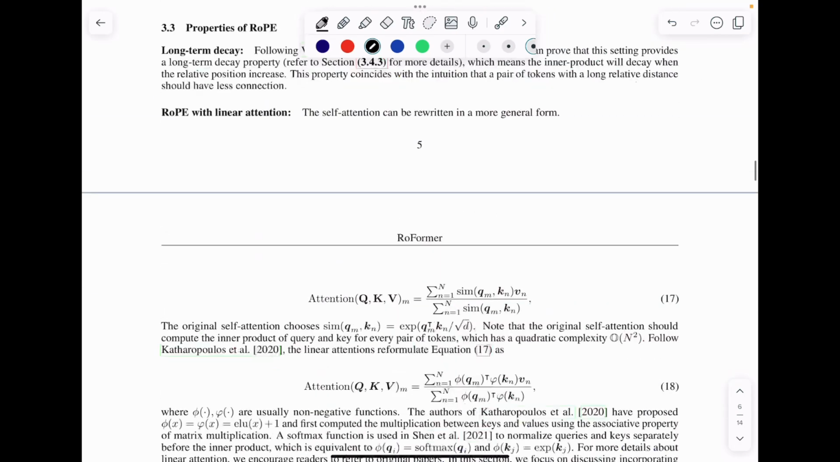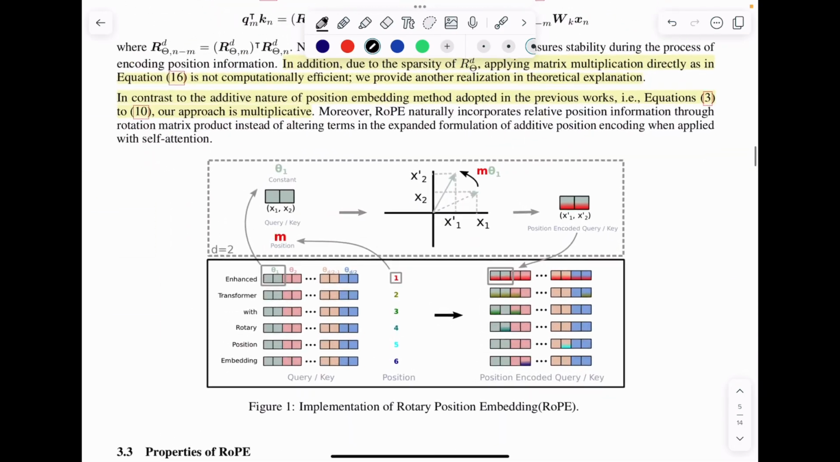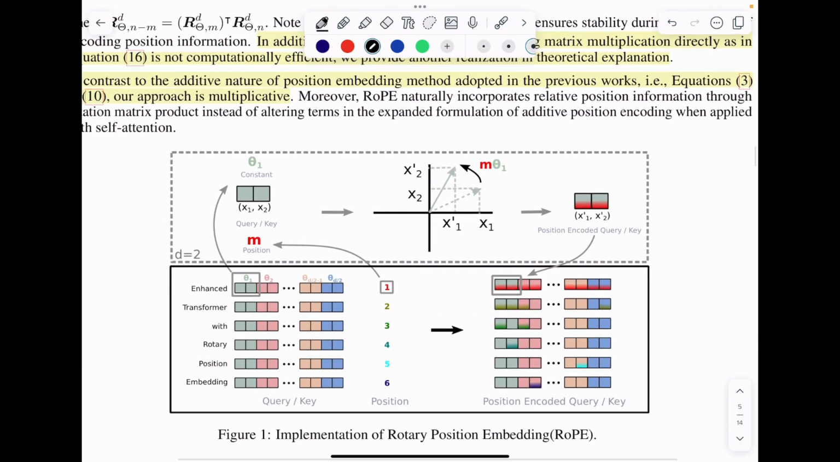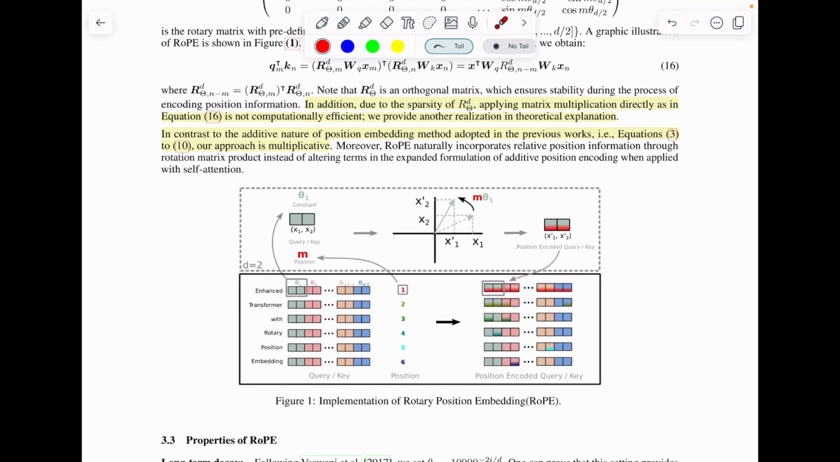Now let's go back to the beautiful image that you have shown. That's what I have also shown. Let's say you have a vector here, the original content vector. Now you want to place this content vector at the mth position. You simply rotate it by the angle m theta 1. So this was the case for two-dimensional embedding, when we had the position vector given to us where d is equal to 2.